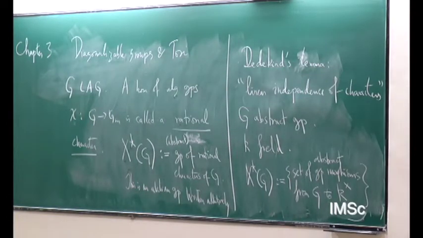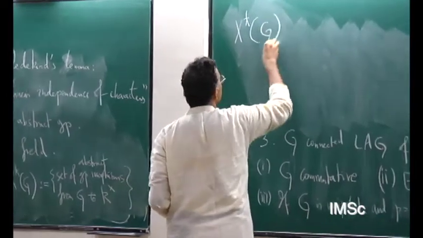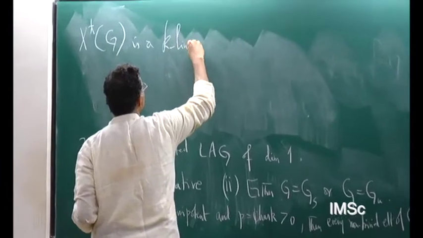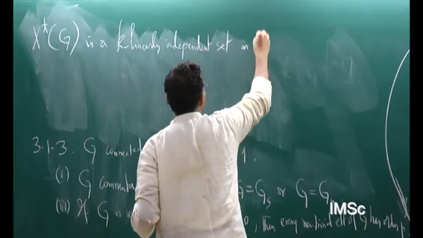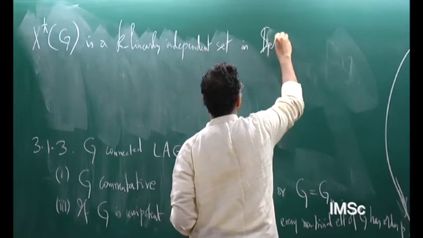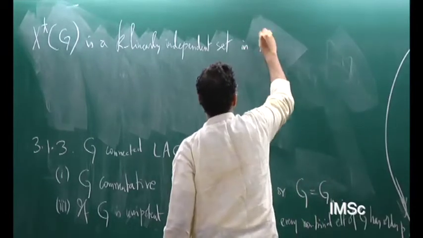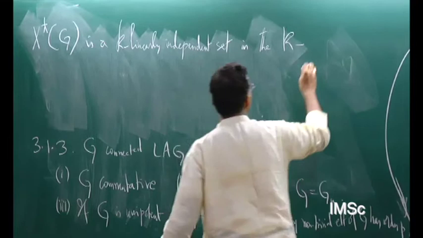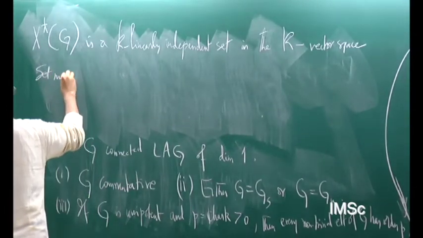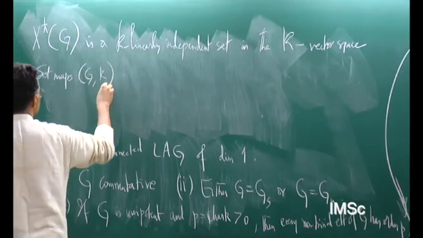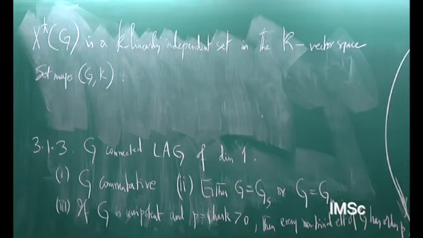Theorem: the statement is that X star G is a K-linearly independent set in Hom, or morphisms, set maps in the K vector space of set maps from G to K. Okay?